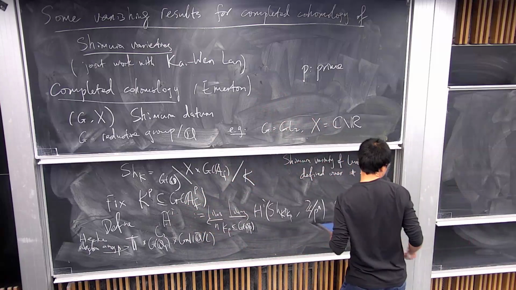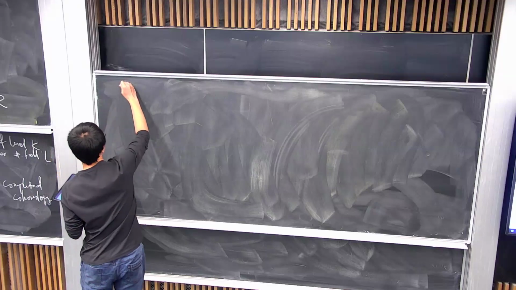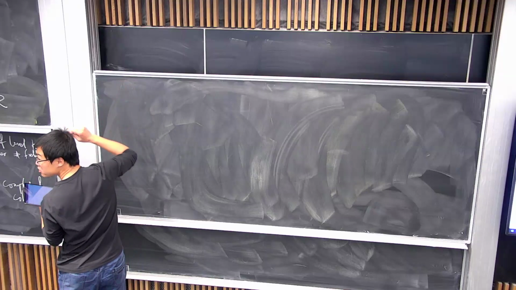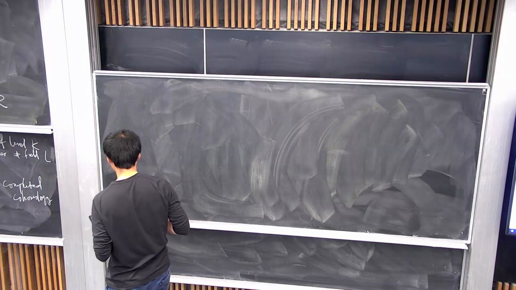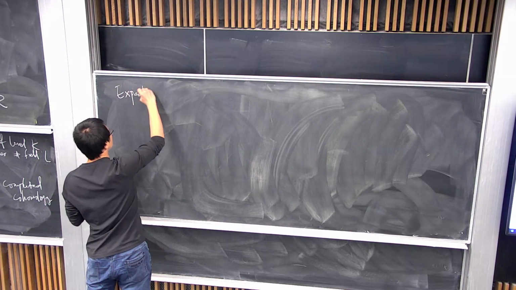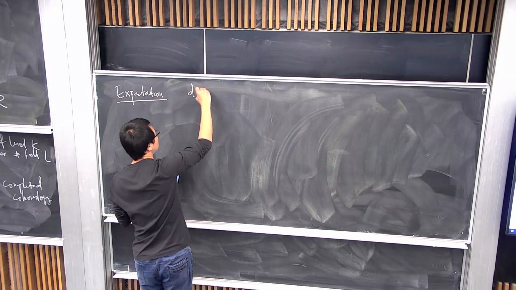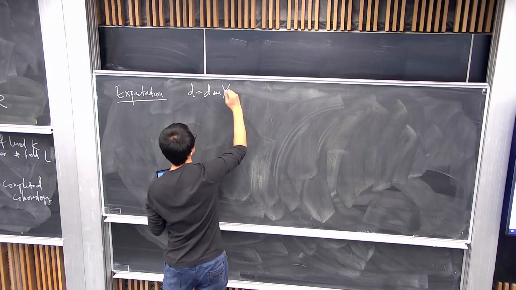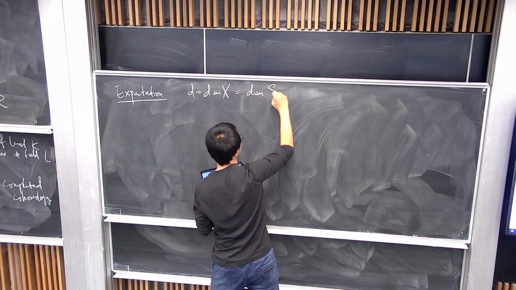But what we expect is that it's actually only in the middle degree that completed cohomology is the most interesting one. So the expectation, actually some are theorems. So let d be the dimension of X, or also just the same as the dimension of the Shimura variety.